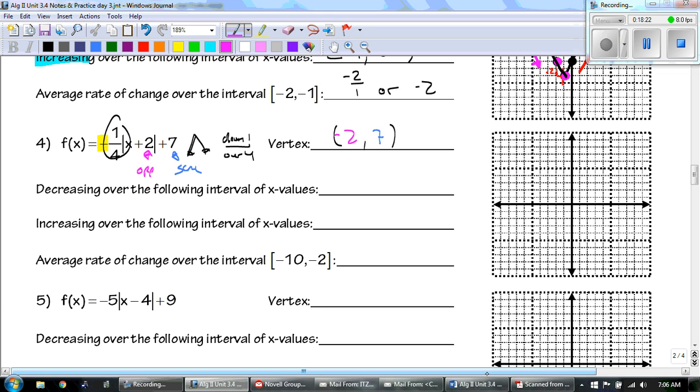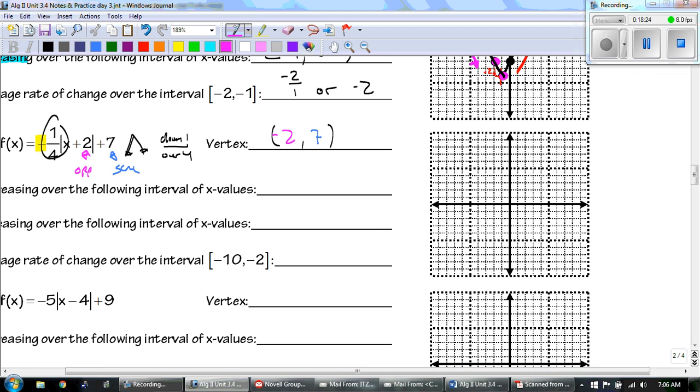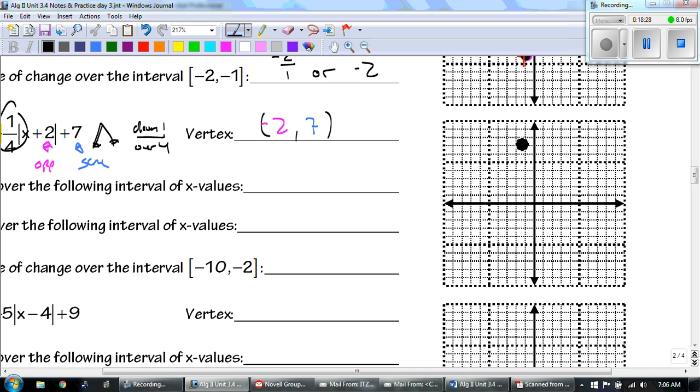So some of you might have already started graphing, but I just kind of wrote everything down. We start at negative 2, 7, and we're going down 1, and over 4. Down 1, over 4, in both directions. And use that straight edge to make sure your lines are nice and straight.